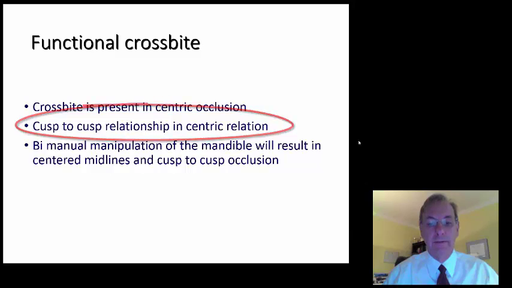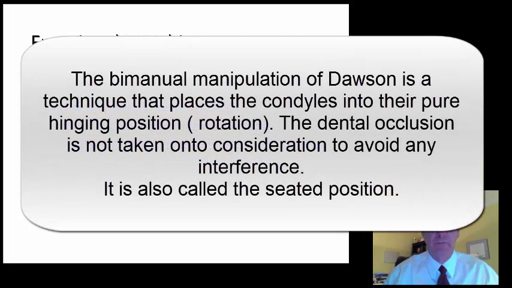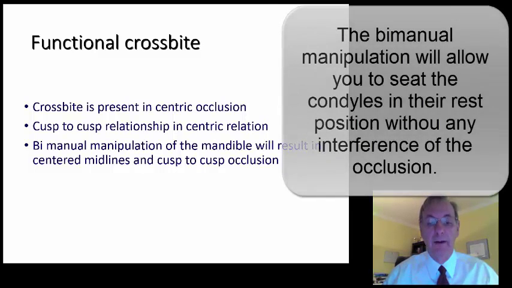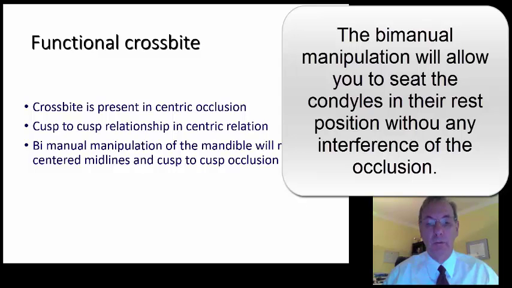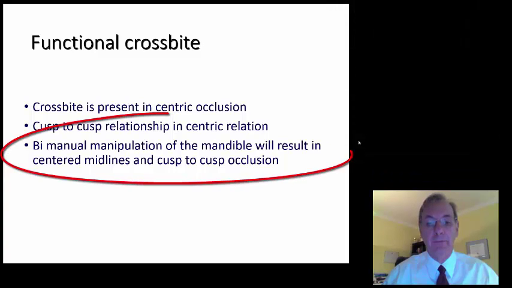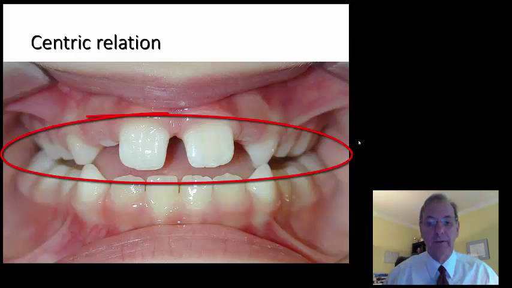The concept is, if you do a bimanual manipulation of the mandible, the Dawson way, meaning you are going to take the dental occlusion out of the equation. So you just use a bimanual manipulation of the mandible, and you are going to sit the condyles in their rest position, where they are going to present only a rotation or hinge movement. You remove all translation of the condyles. Then what happens, you will have a cusp-to-cusp relationship in centric relation. Let me demonstrate. So that's centric relation.